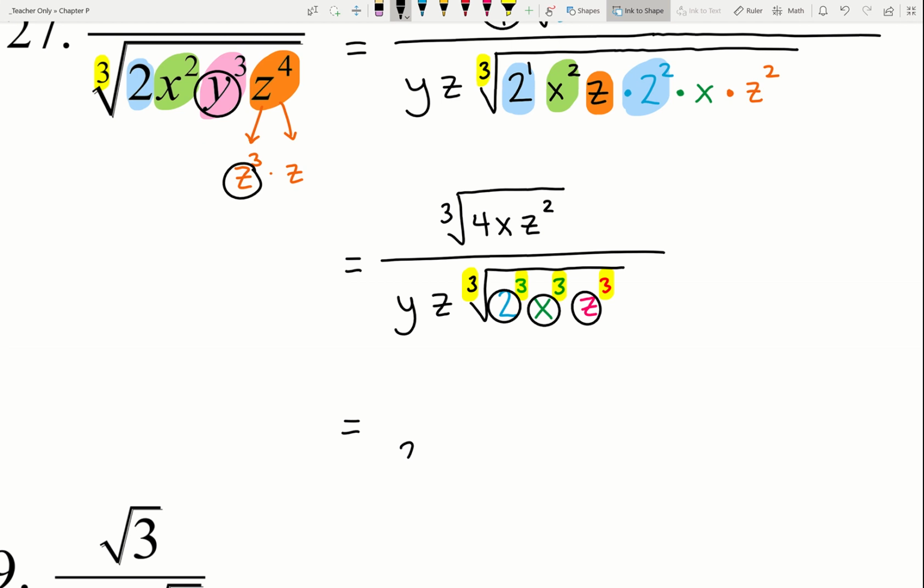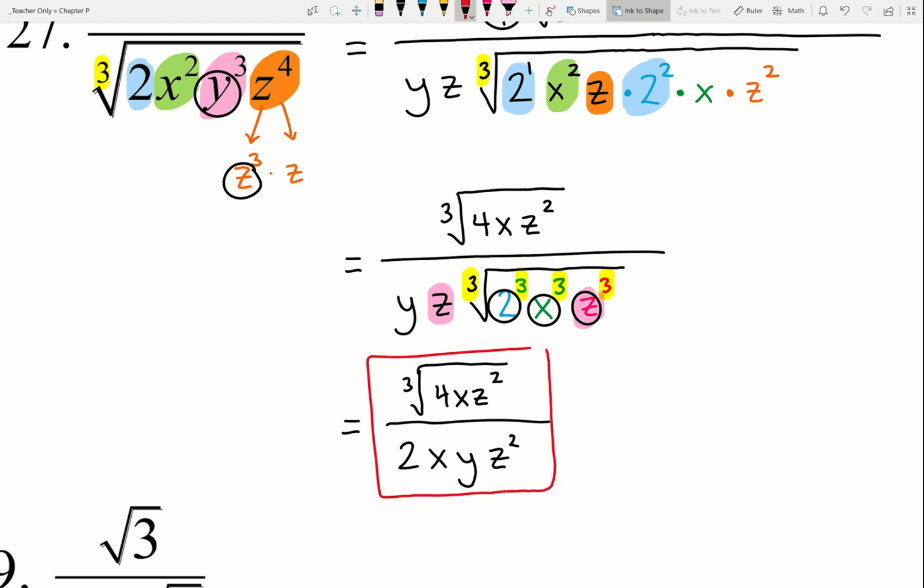A 2 can leave the root. An x can leave the root. There was already the y out in front of the root. And then remember, since we already had a copy of z out front, and we're saying that another copy of z is going to leave the root and be out front, that's 2 copies of z total. So we're going to say z squared. All right? And then on top, we just have the cube root of 4xz squared. Okay? And that is going to be our final result for how to rationalize that denominator.